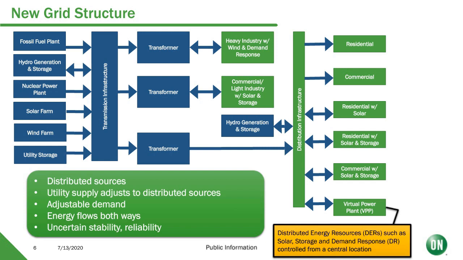When you have a distributed grid structure and the utility may not have full control over it, it causes some uncertainty, instability, and reliability concerns, which is ultimately what utilities are judged on. So it's a little bit of a concern, but ultimately this is the trend in the grid structure as people are migrating to implementing a distributed system.